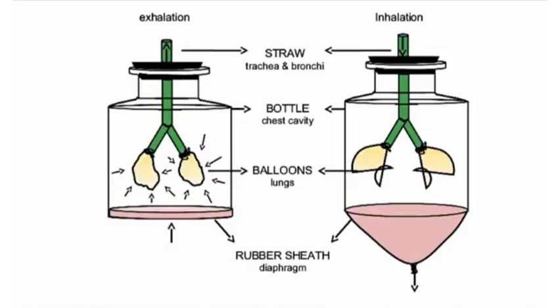And this can be shown in this diagram also. Suppose this bottle is the chest cavity, and the straw is the trachea, and the rubber sheet is the diaphragm. Now if you pull the rubber sheet downward, automatically inside the chest cavity, that is the bottle, there are two balloons. These two balloons swell, meaning the air automatically fills inside the balloons, and when you leave this diaphragm, that is the rubber sheet, then it flattens.